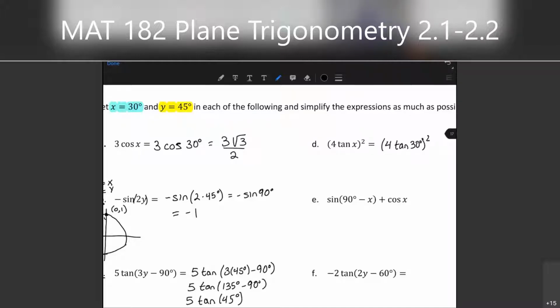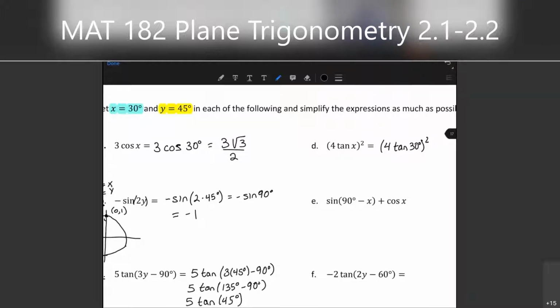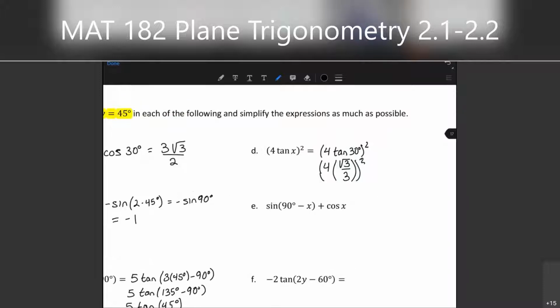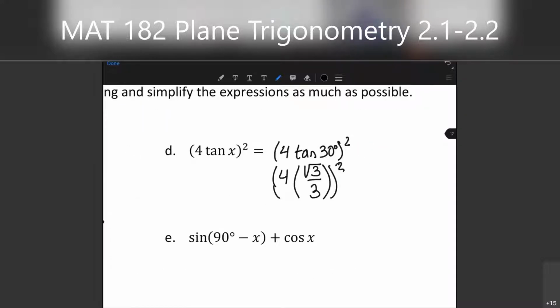And again, if we considered the table that we created before, tangent of 30 degrees is going to give us square root of 3 divided by 3. And then we're going to square everything here. So now let's consider each piece squared. If I have a number inside a squared quantity, I need to go in and square each of those quantities as I go. So let's work that out.